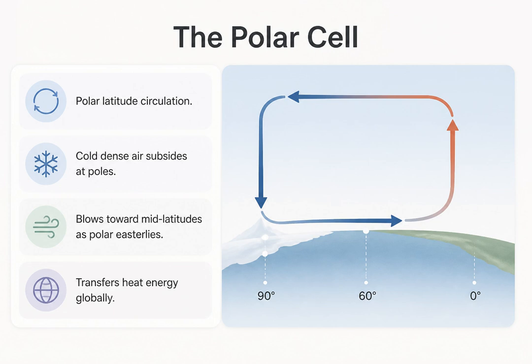Together, the Hadley, Ferrel, and polar cells act as a giant global conveyor belt. By constantly transferring heat energy from the intensely warmed lower latitudes up to the freezing higher latitudes, they maintain the general circulation of the atmosphere, which sets the stage perfectly for our next topic, the classification of these winds.